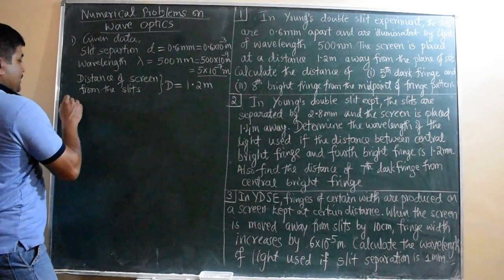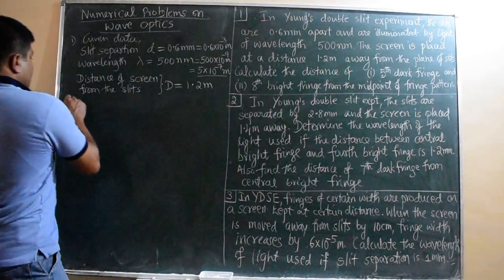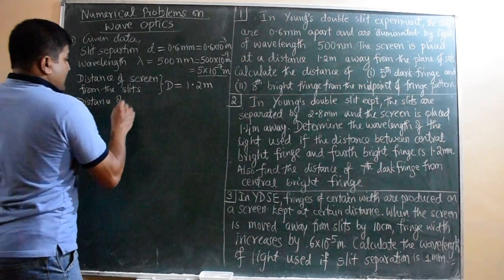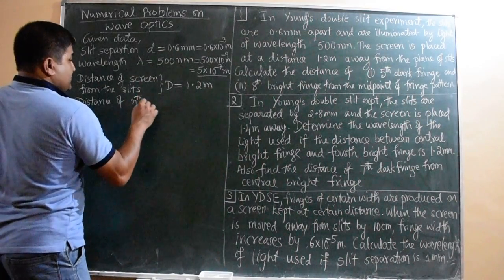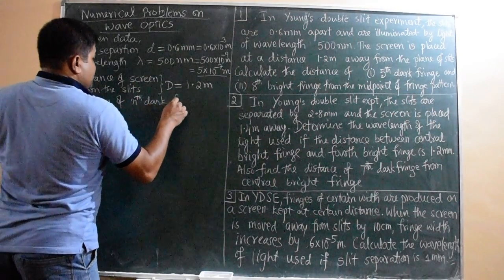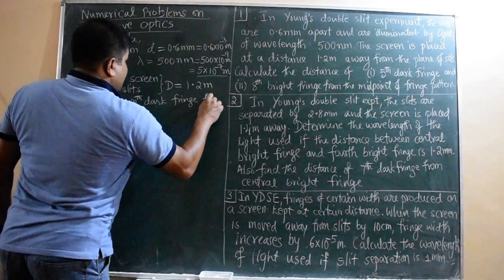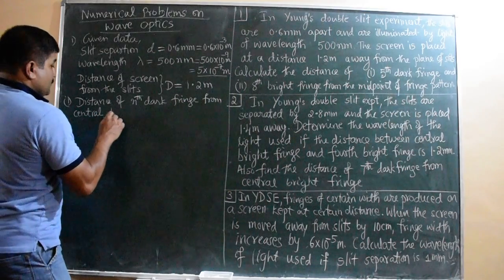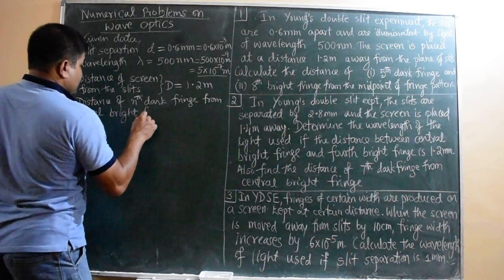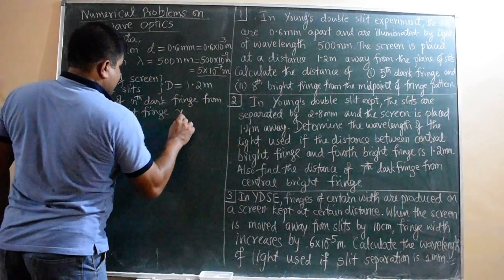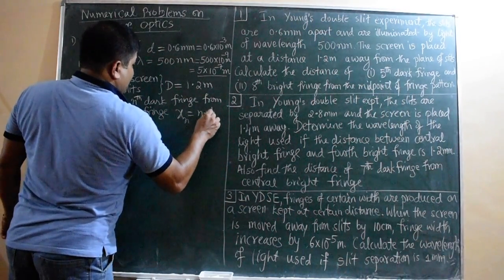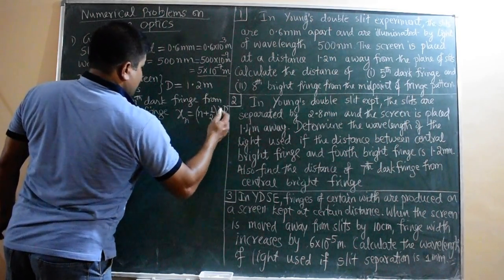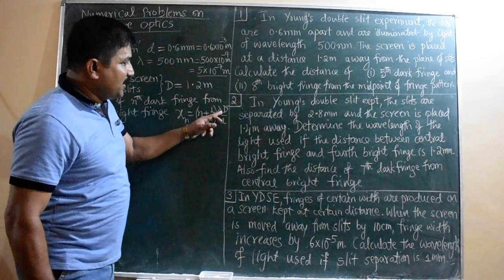So the first calculation we need to do is the distance of the fifth dark fringe. Generally I write the distance of the nth dark fringe from the central maximum, from the central bright fringe. The formula for this is xn equal to (n plus half) lambda D divided by small d. So (n plus half) lambda D by d.